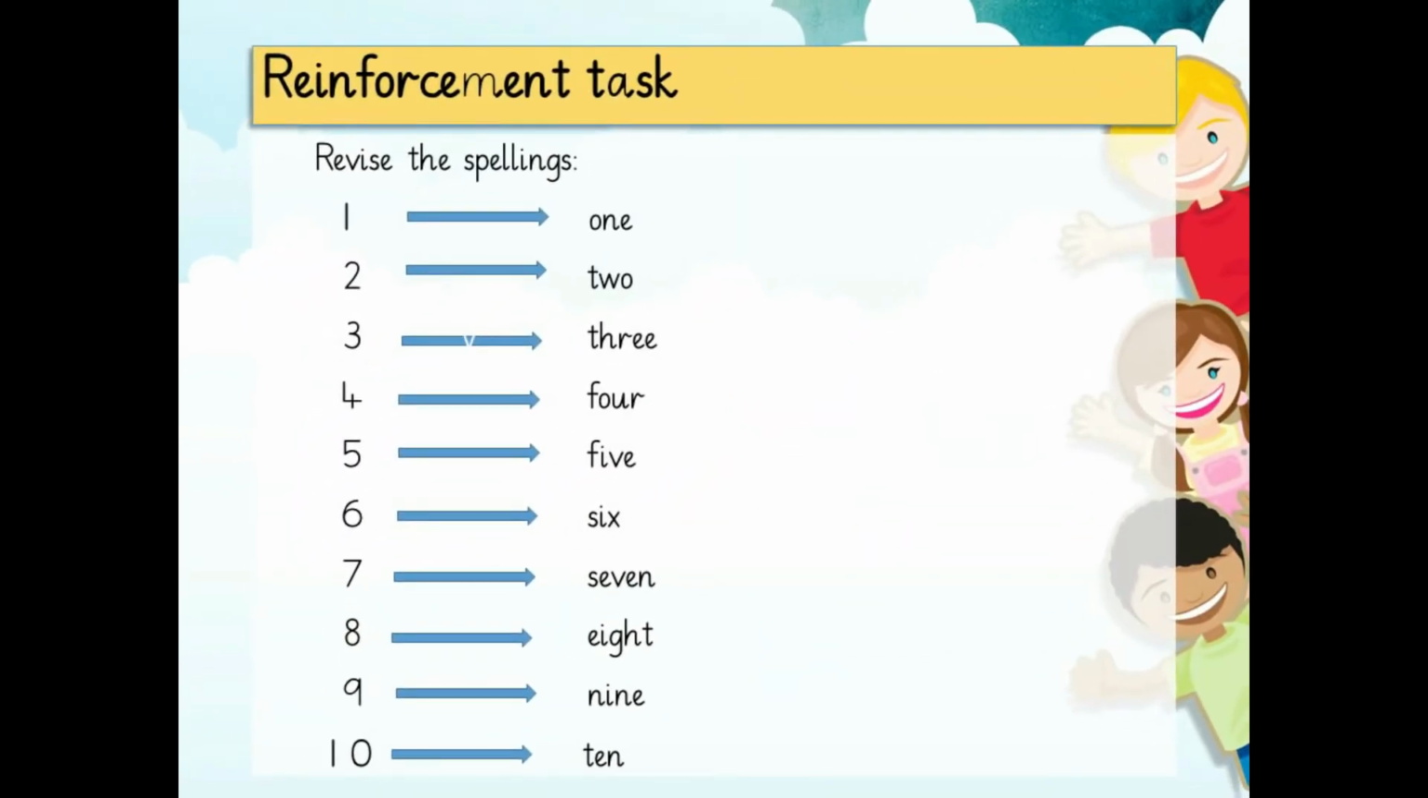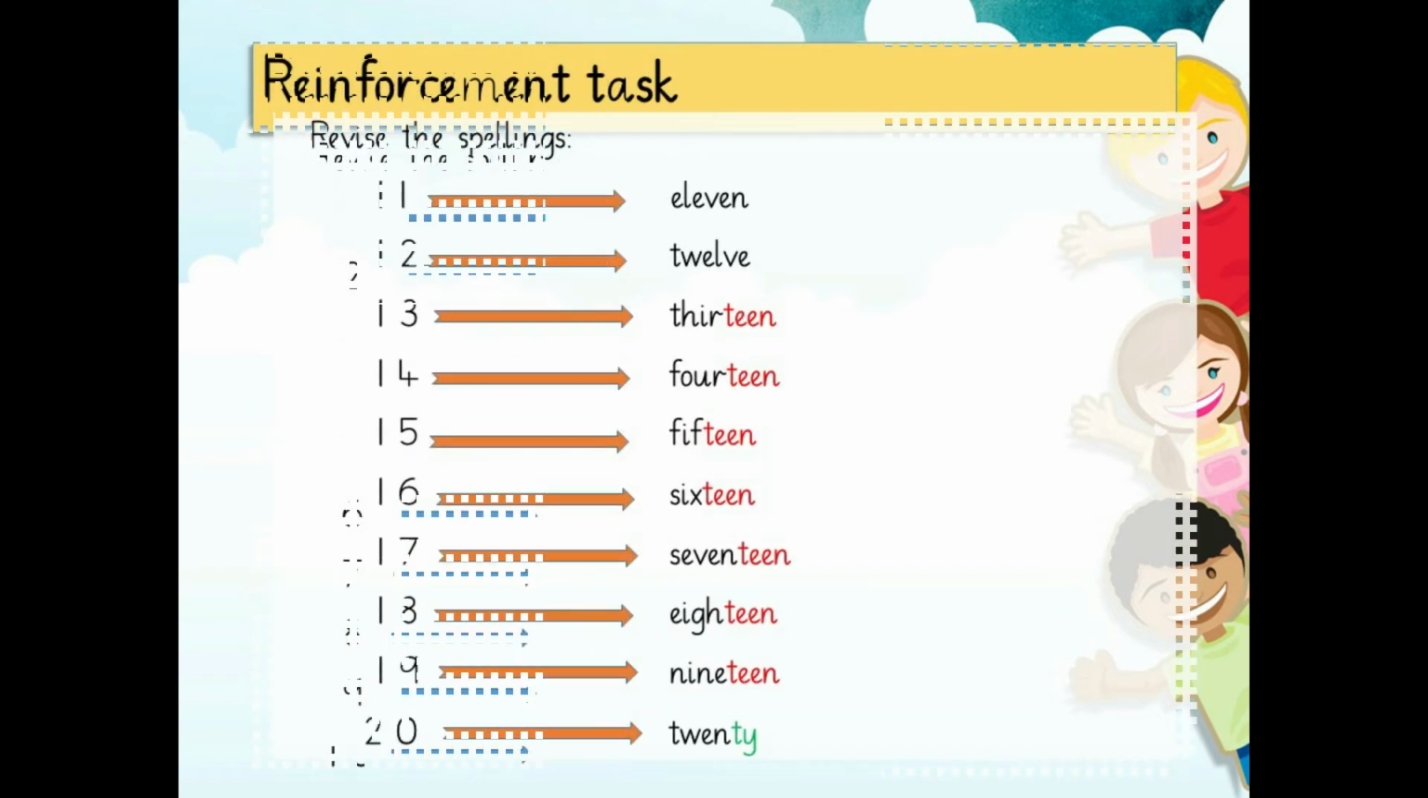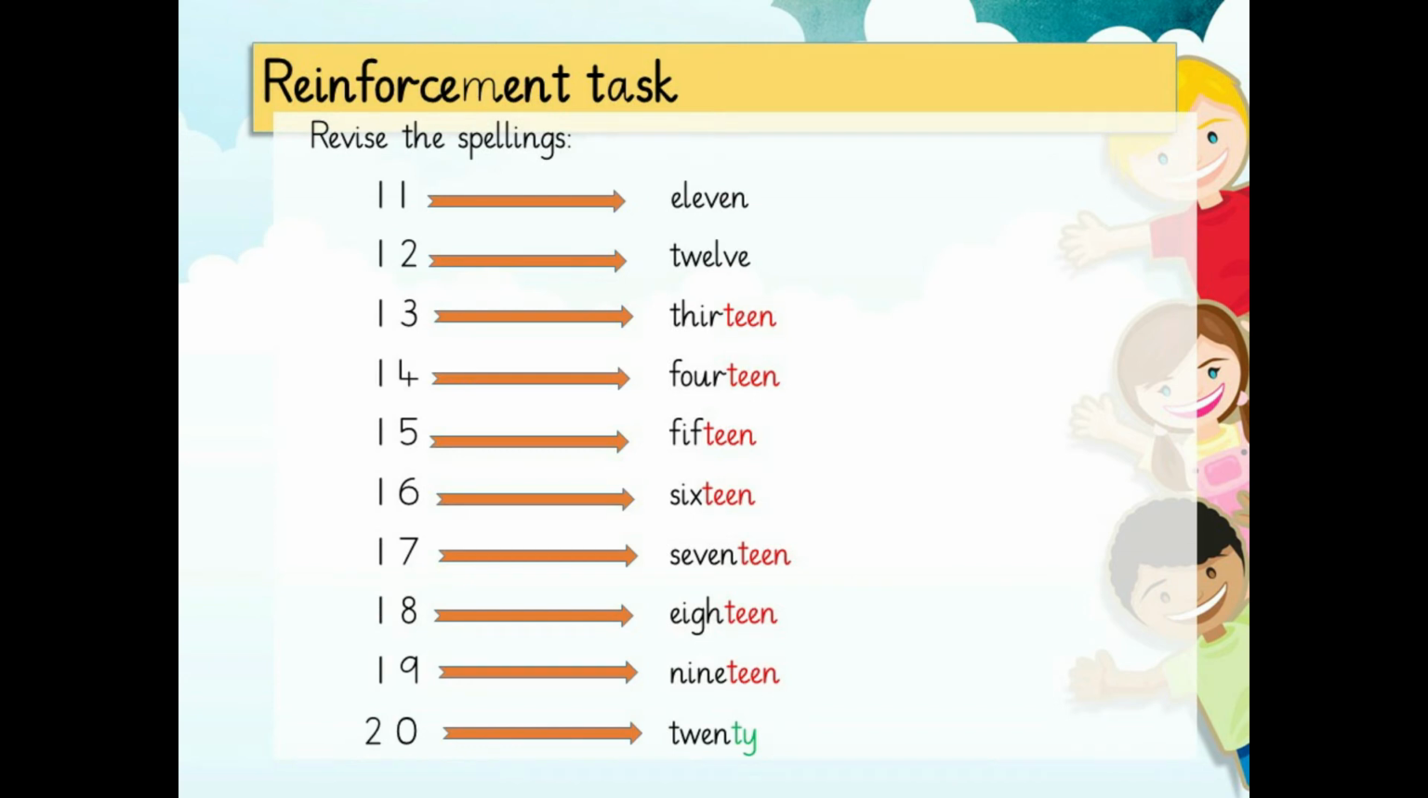Now coming towards the reinforcement task. This is a list of numbers 1 to 10 and the spellings of each of the numbers are given in front of each number and you have to revise them accordingly. In the same way, this is another list of numbers 11 to 20 and you have to revise the spellings accordingly. Just look at the list carefully.